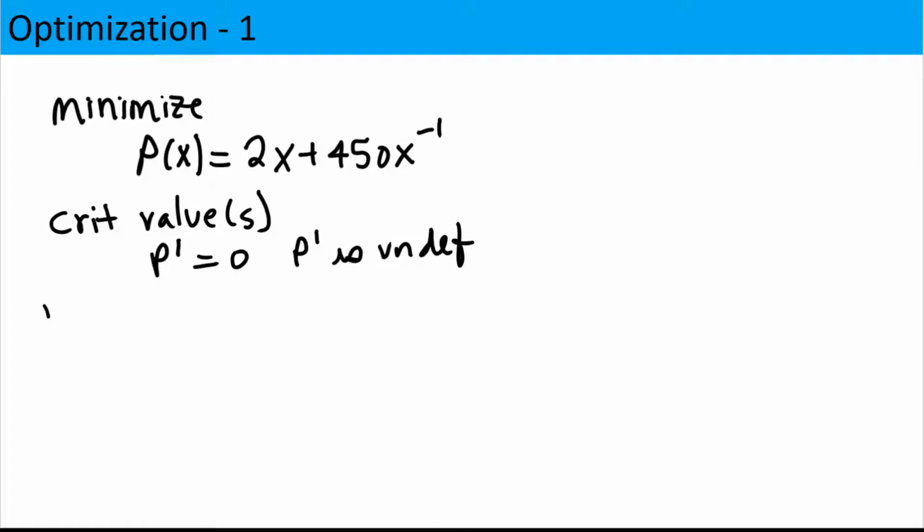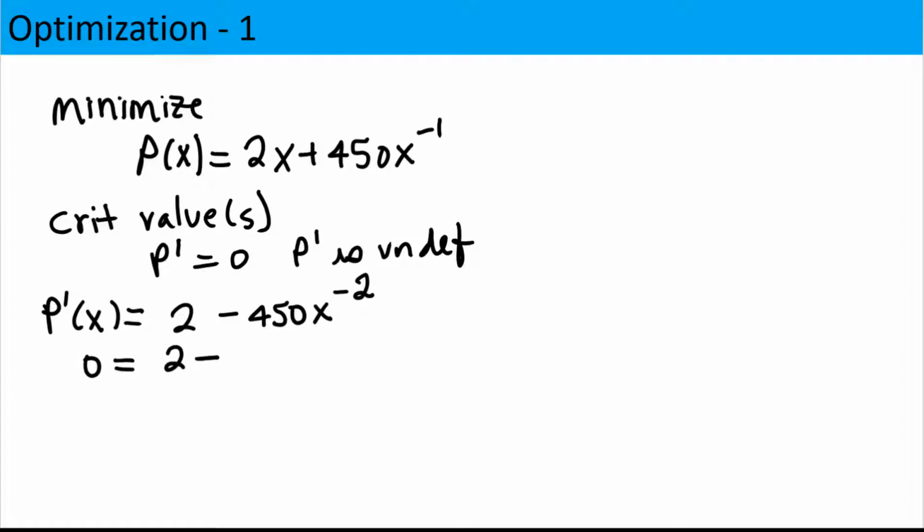Now let's take the derivative. P prime of x is equal to, the derivative of 2 times x is just 2. The derivative of 450 times x to the minus 1: we bring the minus 1 down and multiply it to the 450, so that'll be minus 450, and then x to the minus 2, because we subtract. Now let's set that derivative equal to 0. 0 is equal to 2 minus 450 over x squared.